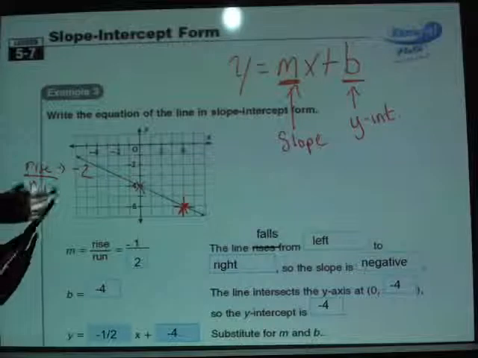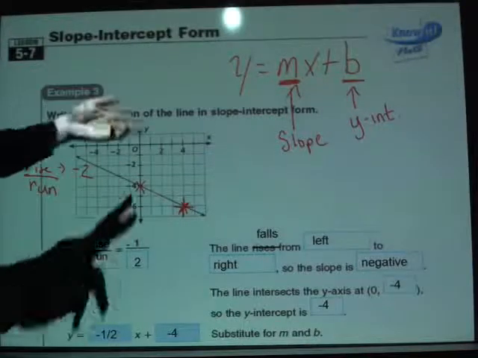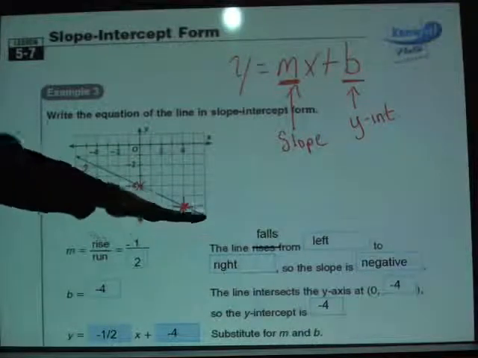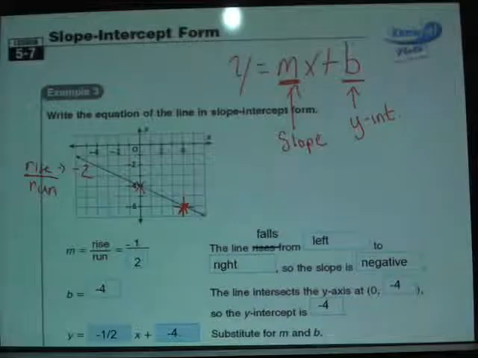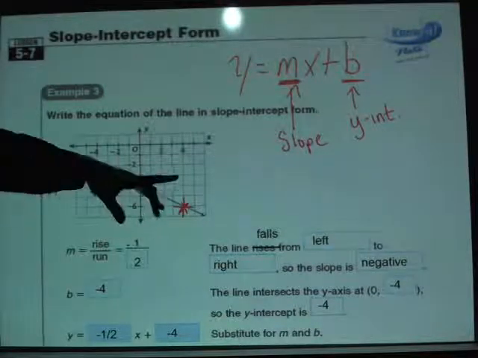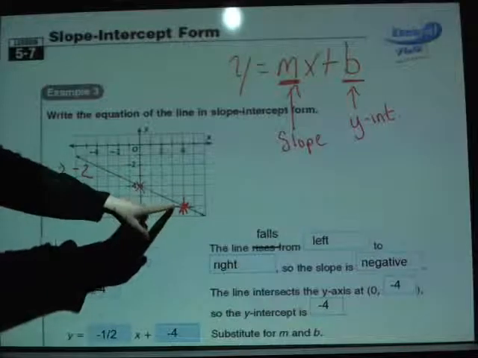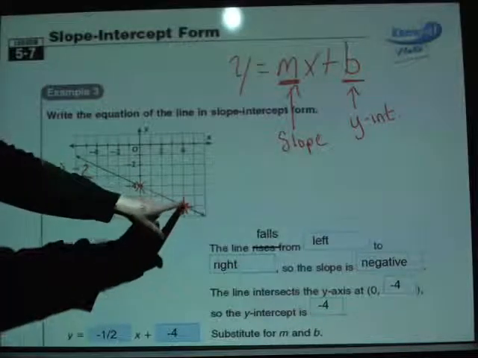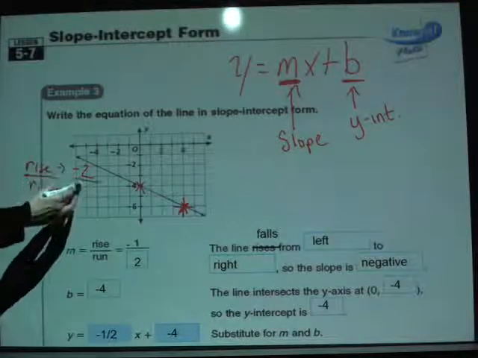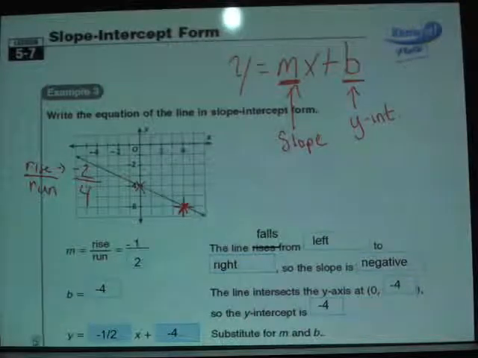Then I want to find my run, because remember, slope is rise over run. How much we move this way, and then how much we move that way. Remember, when we do slope, we're always going to go left to right, just like we read a paper or a book. So once I've gotten here, now I have to go 1, 2, 3, 4 jumps to the right to get to this point. So my run is 4. So my slope here is negative 2 over 4.